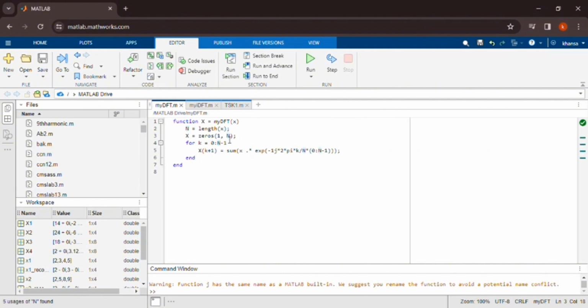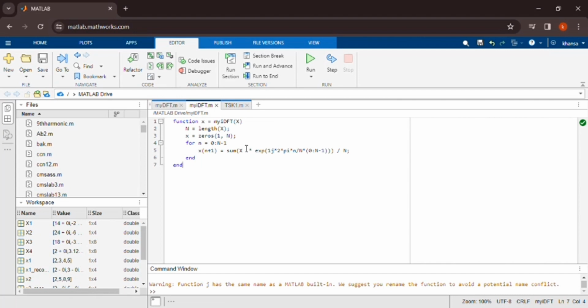Then we have used our for loop, that is basically used to give the range for any function, and here its range is from 0 to n minus 1. And down here we have used a formula for the discrete Fourier transform. This is the formula for the discrete Fourier transform, and then we have used the n function.